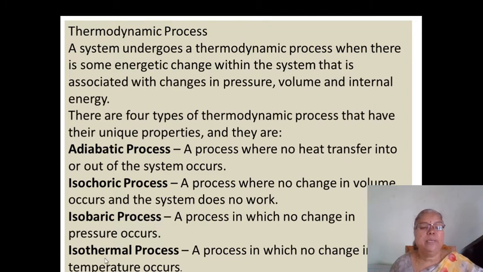And the next is the isothermal process, a process in which no change in temperature occurs. That means for isothermal processes, delta T, the change in temperature, the final temperature and initial temperature, these two are the same. Therefore, for isothermal process, delta T equals 0. Isobaric process, delta P equals 0. For isochoric process, delta V equals 0.